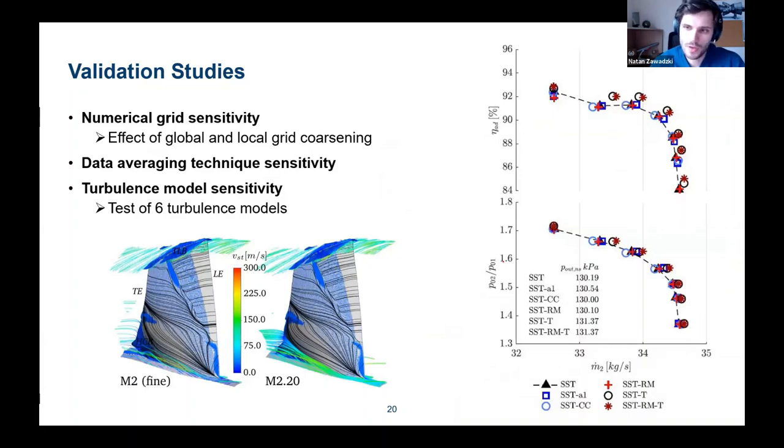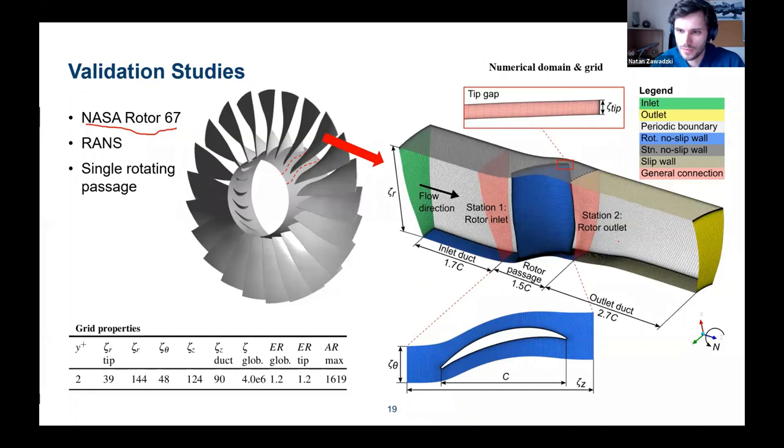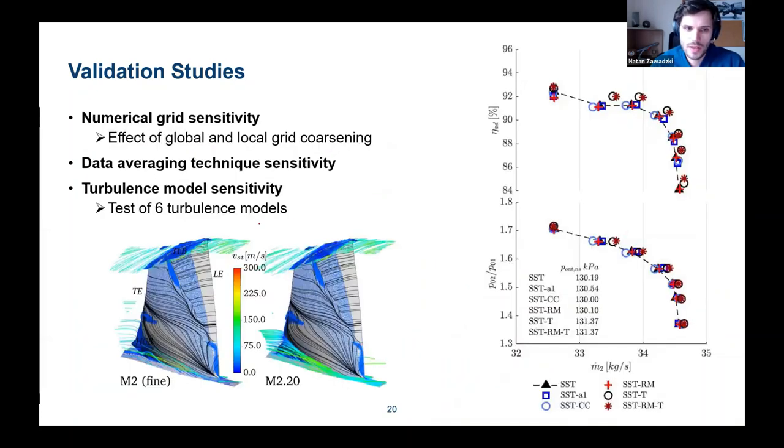This is just a very short summary of the sensitivity analysis that we did. We investigated what the sensitivity is if you change the grid, so if you change the discretization of that space, how the solution changes. Then, when you average the data to produce the compressor maps, what is the proper averaging technique? Then we also investigated six turbulence models to understand the impact of the turbulence model on the solution. I don't want to talk about the results here. This is actually the results from the turbulence model study.